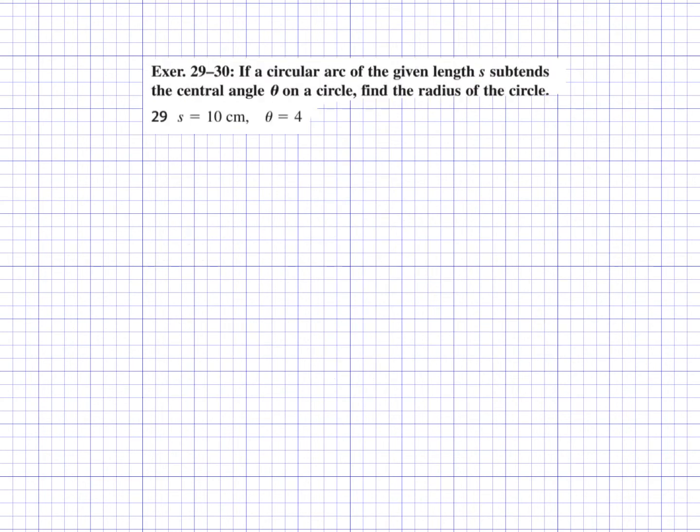Excellent. All right. Now, a circular arc of the given length S subtends the central angle theta on a circle. If we look at a circle, let's just draw it. So you have a circle, and S is what subtends the arc, the length around the curve of the circle. Theta is 4, which is in radian measurement here. If it had a degree symbol there, you'd have to convert it to radians, but that's not there. So that's already in radian measurement.